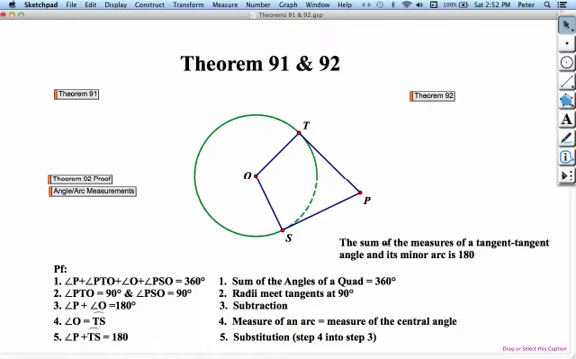Okay, the proof's not that important, but certainly the conclusion is. Make sure you know that the sum of the measures of a tangent-tangent angle and its minor arc is 180. Better said, tangent-tangent angle and its minor arc are supplementary.